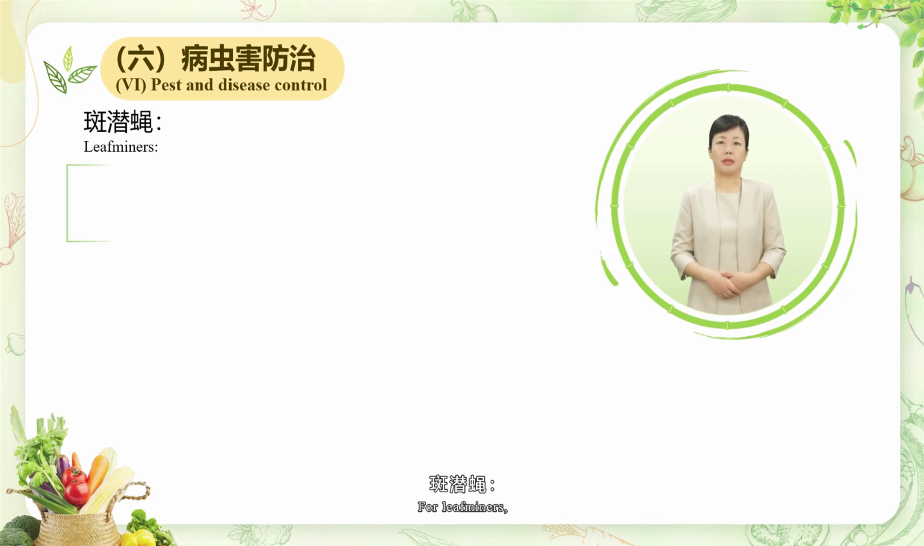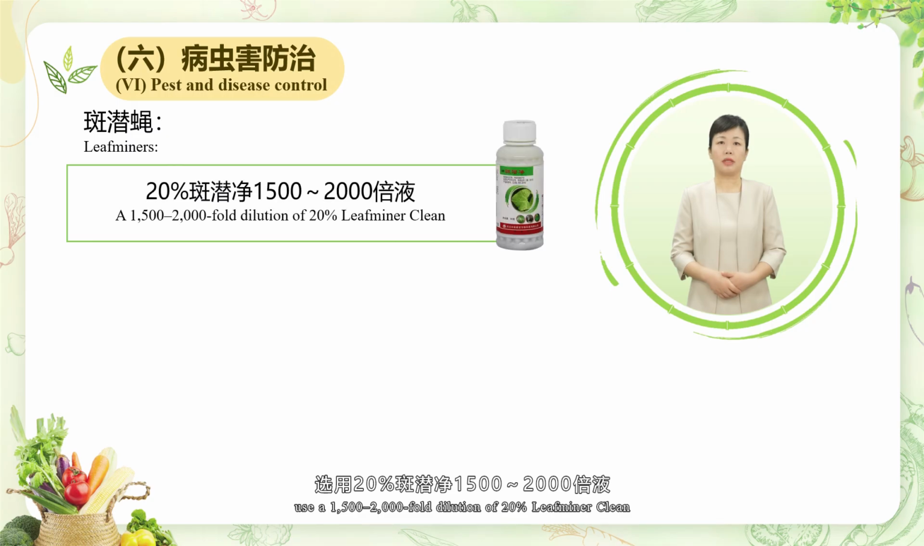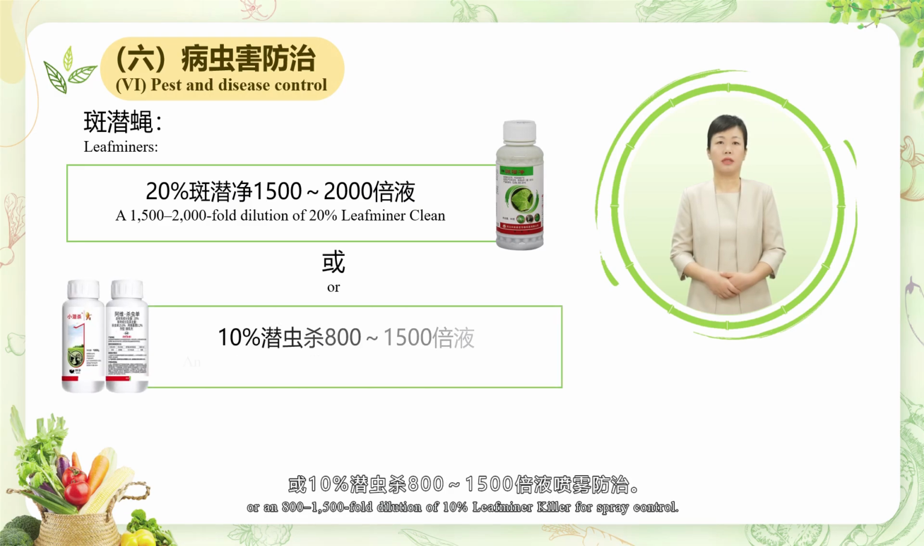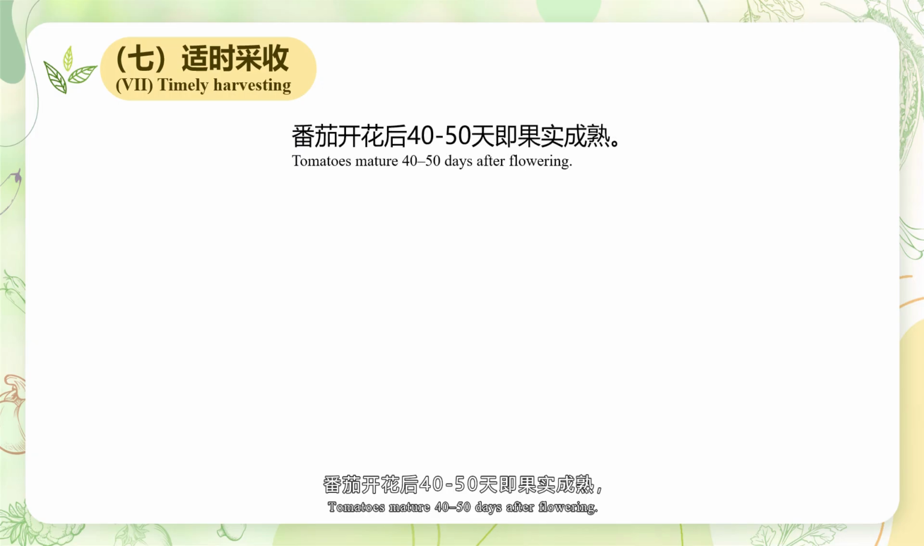For leaf miners, use a 1,500 to 2,000-fold dilution of 20% leaf miner clean or an 800 to 1,500-fold dilution of 10% leaf miner killer for spray control. 7. Timely harvesting. Tomatoes mature 40 to 50 days after flowering.